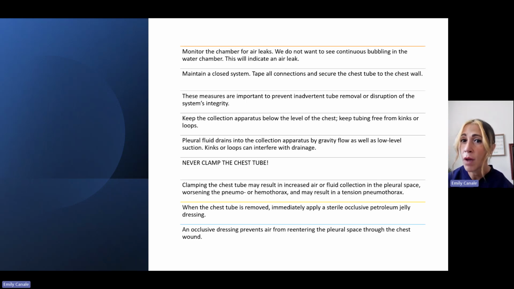If there's continuous bubbling, we shouldn't have that. That could show that there's an air leak in the system. So we would want that evaluated right away.